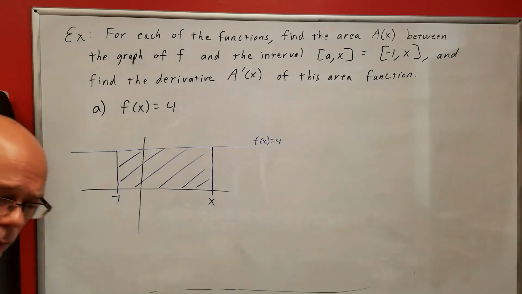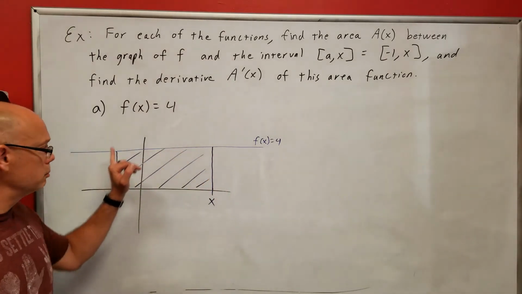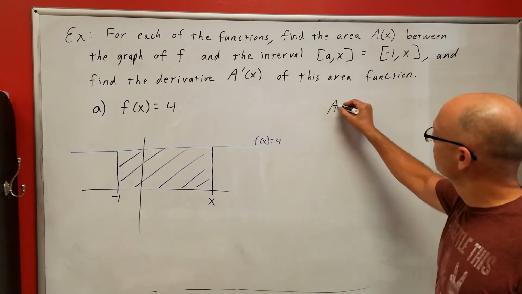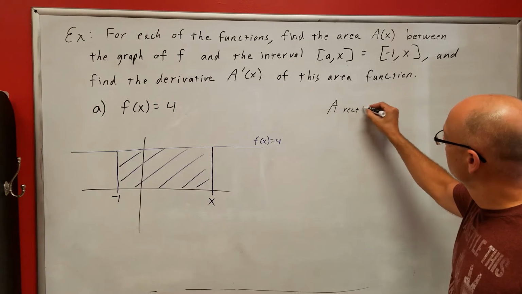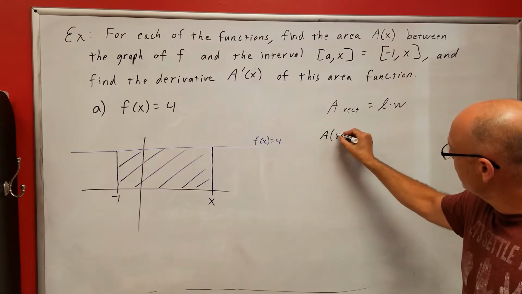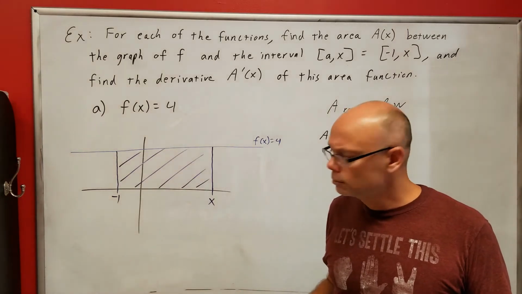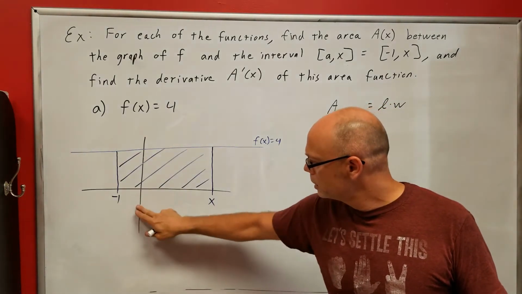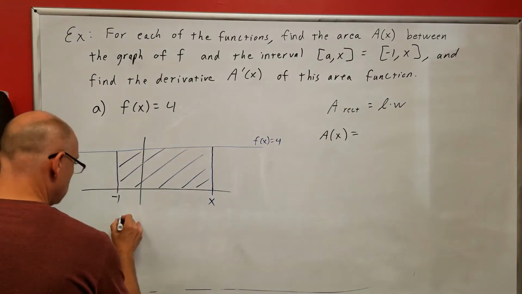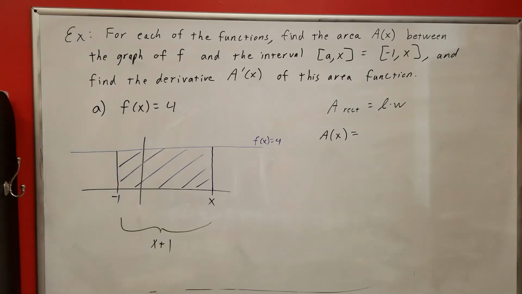Now, they do not say to estimate it using rectangles. So how do I do this? Well, if you look at that, that's just a rectangle itself, right? So I know the area of a rectangle is equal to length times width, right? So I'm going to say the area, A of x, of this thing is going to be the length times the width. Well, what is this length right here? What is this length from x to -1? Isn't that x plus 1? Yeah, think about it for a second.